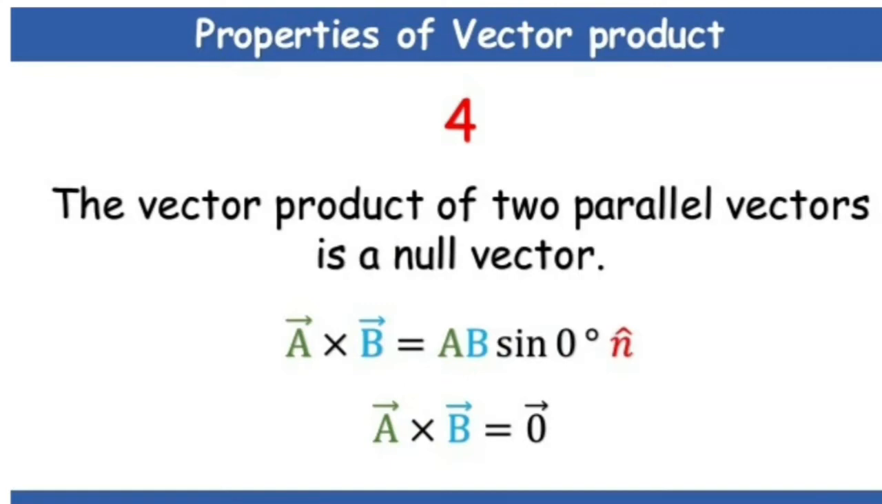Now, fourth property: the vector product of two parallel vectors is a null vector. That means vector A cross vector B is equal to AB sin 0. You know sin 0 is 0. So A cross B will be equal to 0. So if you have two vectors which are parallel to each other, then their cross product will be equal to 0.